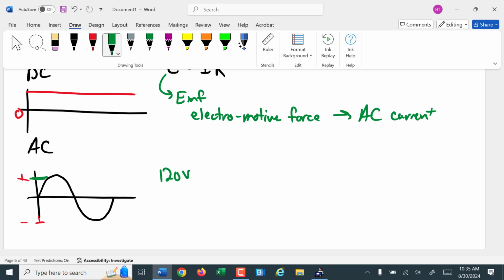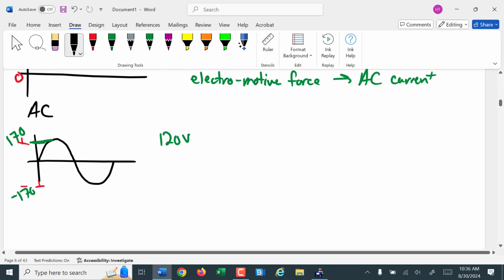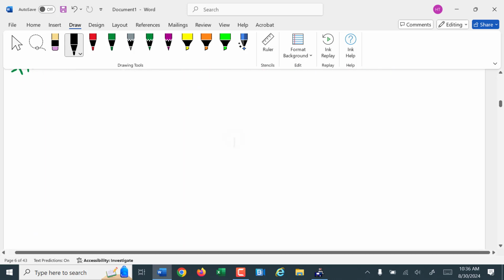When we deal with AC current, by the way, what we're dealing with is our AC voltage, I should say. We're dealing with RMS voltage. A 120 volt system, that is not the peak voltage. If people think that this means this is 120 volts, it is not. It's 169 or 170 is what it ends up being.